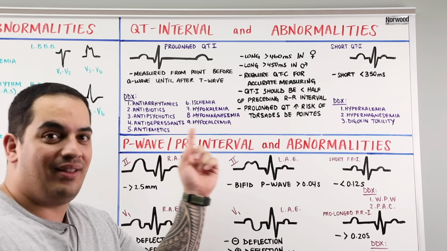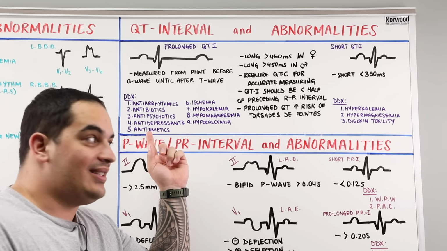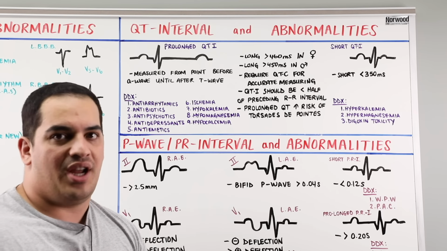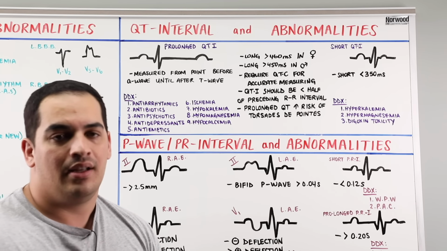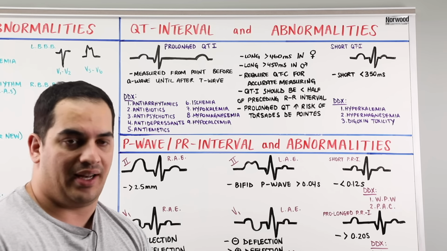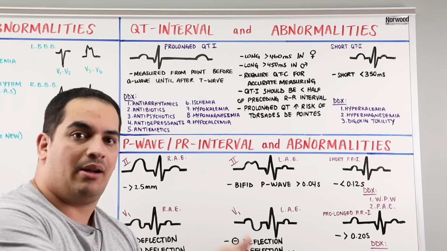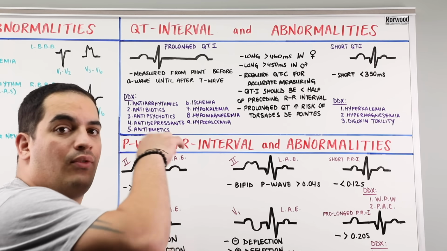If it was hypokalemia, hypomagnesemia, guess what it would be due to? Hyperkalemia, hypermagnesemia. And on that off chance, sometimes if someone's taking digoxin, some digoxin toxicity could be another thing that's causing that as well. So again, these are the things I want you to be thinking about in your systematic approach here, looking at the QT interval and any abnormalities.